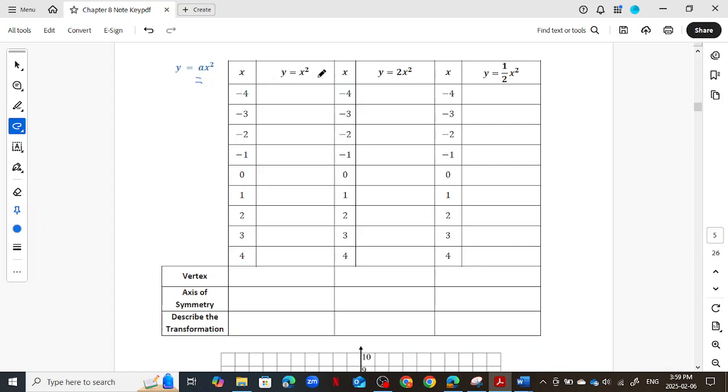Let's start with our base parabola. So we know with a base parabola, y is equal to whatever x is squared. So 0 squared is 0. Negative 1 squared is 1. Negative 2 squared is 4. Negative 3 squared is 9. Negative 4 squared is 16. Same thing on the other side. 1 squared is 1. 2 squared is 4. 3 squared is 9. 4 squared is 16. We know that our base parabola has a vertex at 0, 0. The axis of symmetry would be x equals 0, and there are no transformations.